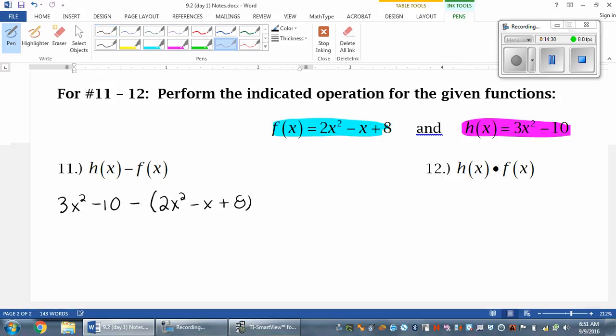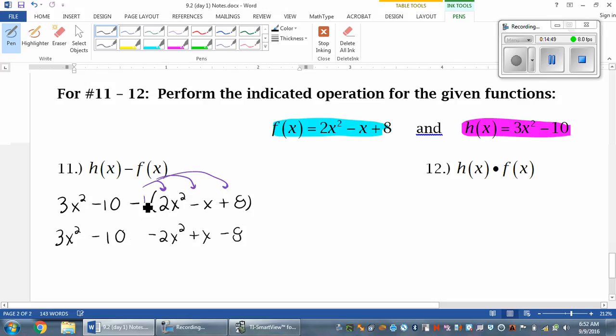Again, if you recognize this is a negative 1, but when I distribute it, the only thing that changes is all the signs become opposite. So instead of 2x squared, I have negative 2x squared. Instead of negative x, I have positive x. Instead of positive 8, I have negative 8. Drop down everything else after. You don't need to drop down the negative 1 because I've already distributed it. Now here, combine. I'm going to have negative 10 and negative 8. So 3x squared minus 2x squared is 1x squared, but we don't write the 1, we're just going to write the x squared. Drop down the x, and then negative 10 minus 8 is negative 18.